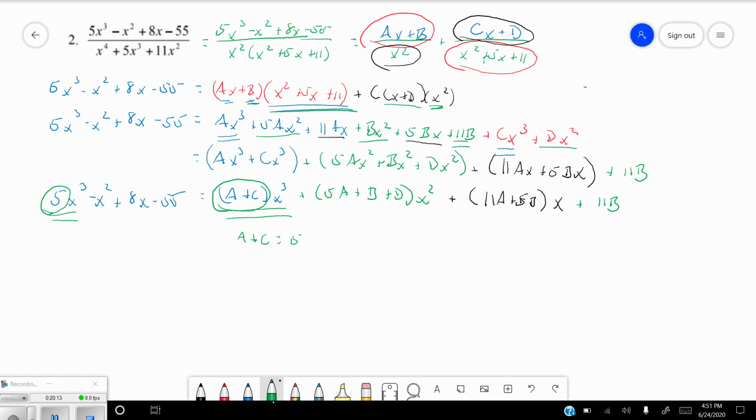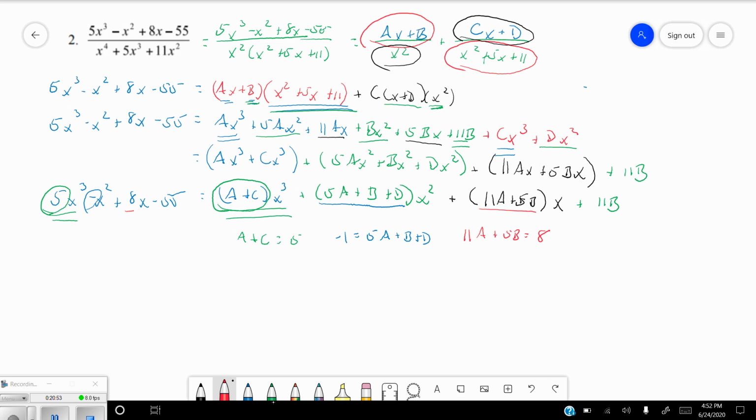Okay, very similar on the right-hand side here. This 5a plus b plus d must equal the coefficient of the x squared on the left. Well, the coefficient of the x squared on the left here is really just -1. So I know that -1 must equal 5a plus b plus d. Okay, we're going to keep going. The coefficient, hopefully you're getting the idea here, the coefficient of the x, which is this 11a plus 5b, must equal the coefficient of the x here, which is 8. So 11a plus 5b equals 8.